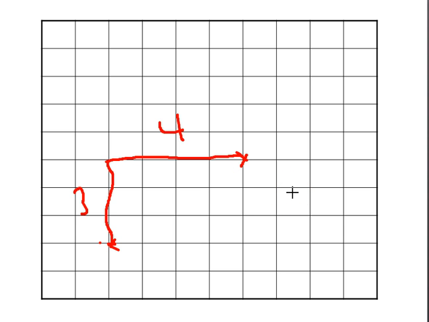What distance did he do? Well, he walked 3 plus 4. So I know my distance is going to be 7. But my displacement's just that straight line between start and finish. So how do I figure out this one?